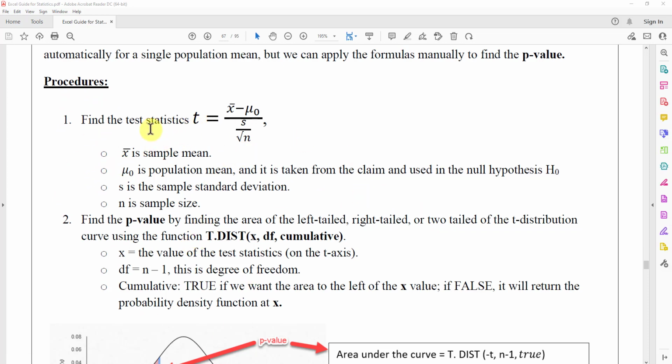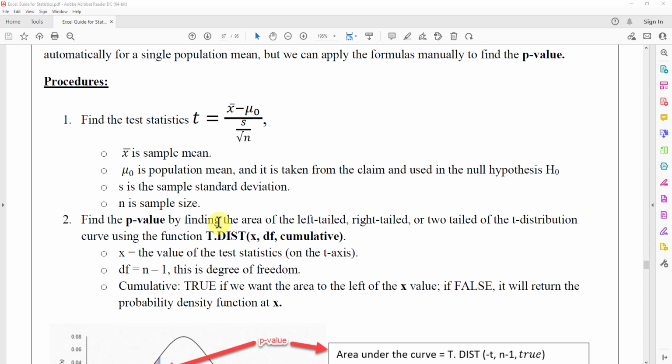First, we need to find the test statistic t. It is equal to x bar minus mu naught divided by s over the square root of n. X bar is the sample mean, mu naught is the population mean, taken from the claim and used in the null hypothesis H naught, s is the sample standard deviation, and n is the sample size.